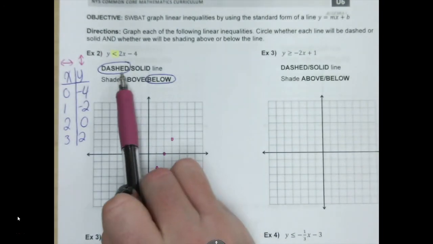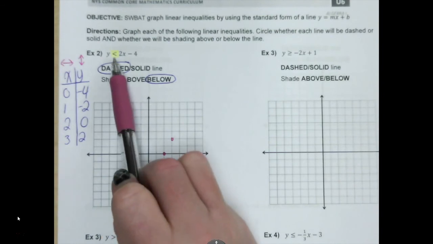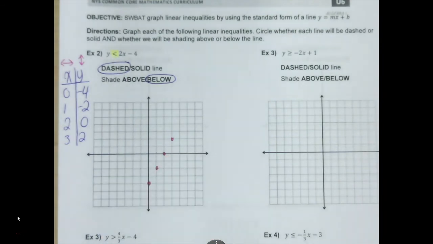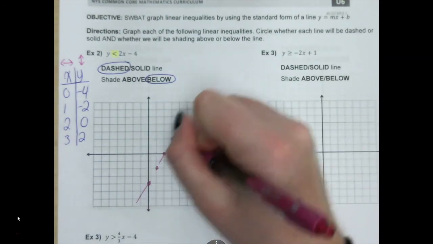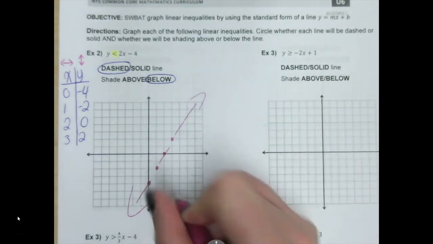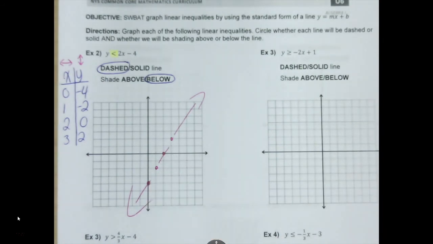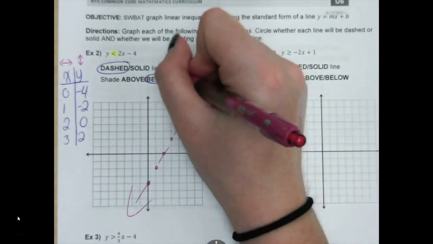This tells me I want to have a dashed line because this is just the less than symbol. If it was less than or equal to, it would be solid, but since it's just less than, I have to dash it out. I should see breaks on that line. So step 1, dashed line, I'm good to go.